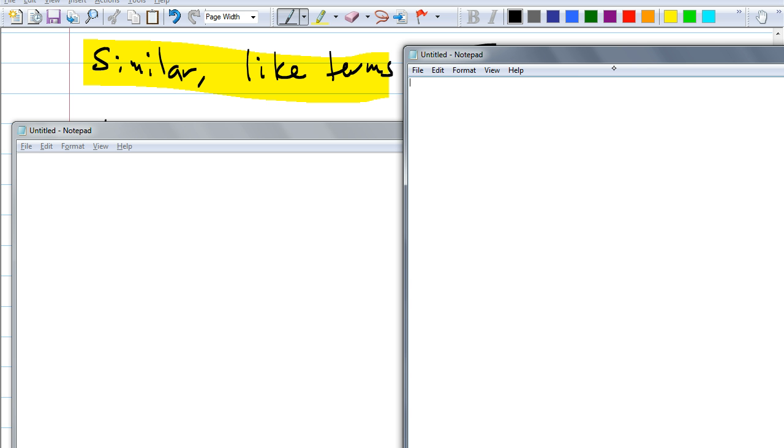2W and 10W. Sure. 2W and 10W. What about 2W and 2W? Are they like terms? Yeah. So they could have the same coefficient or a different coefficient. It doesn't matter. And they have to have the same variable, right? So what about this? Let me give you an example. Oh, you want to give me another example? Go ahead. J and negative J. J and negative J are like terms.